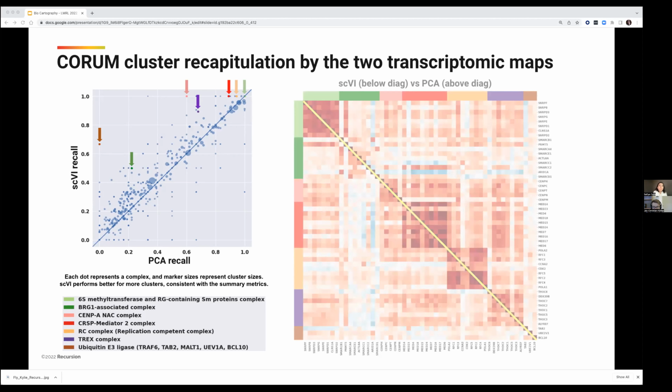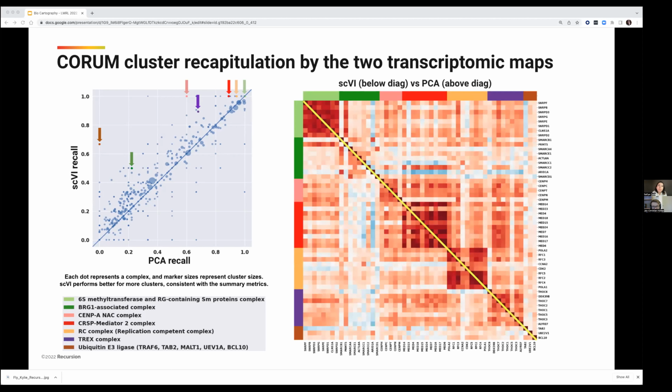And then for some selected complexes, we zoomed in and now here show the cosine similarity between all pairs of genes in those clusters in a split heat map on the right. Above the diagonal are the relationships from the PCA pipeline, and below the relationships or distances with the SCVI pipeline. So it looks very similar, but if we zoom in, for example, on the BRG1 associated complex in dark green, we do see that it exhibits a much clearer clustering structure when we use the SCVI pipeline, as suggested by the recall metrics for that complex that are shown on the left in the scatter plot.